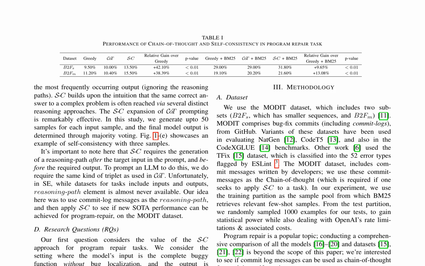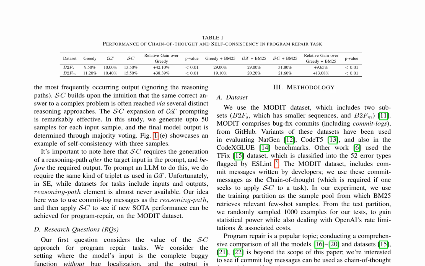In this study, the authors explore the application of self-consistency, SC, for program repair tasks, utilizing commit log messages as reasoning paths within few-shot examples. They use the MODIT dataset and the code-davinci-002 model, which has 175 billion parameters and demonstrates exceptional performance in code-related tasks. The research questions, RQs, focus on whether SC improves program repair performance, how many samples are needed for SC, and the impact of using random commit messages instead of original ones.